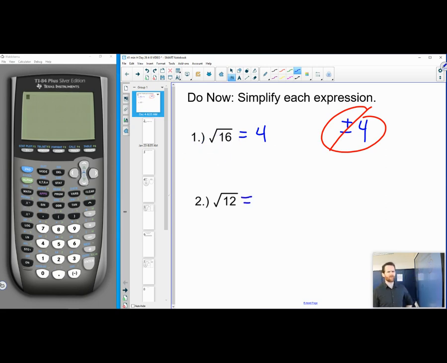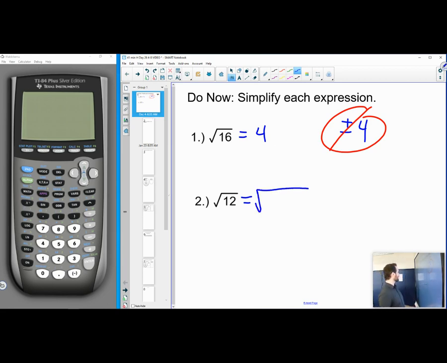Now, number 2, square root of 12, is a little bit more difficult. 12 is not a perfect square, unlike 16, so it's more difficult to take the square root, at least in our head. I mean, it's going to be 3 point something, 3.5 maybe, I don't know. But basically, we don't want a decimal. We don't want to round it.